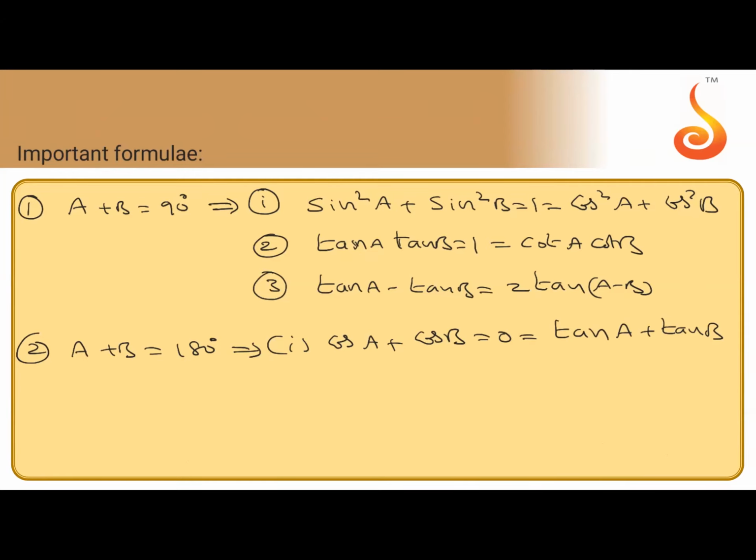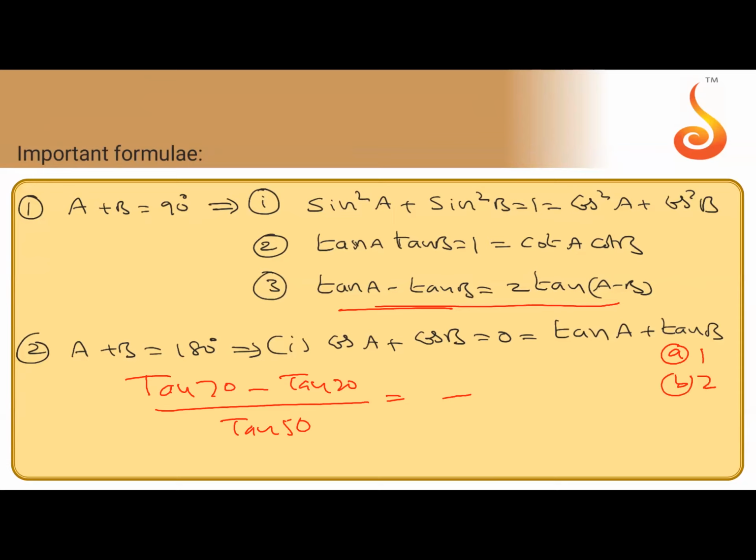Next, now this model. Look at this question. Tan A minus tan B equals 2 times tan A minus B. That is one property. Or otherwise, how they ask questions based on this was asked in one of the previous years. They asked: tan 70 minus tan 20 by tan 50, find the value. Tan 70 minus tan 20 by tan 50. They will give options 1, 2, 3, 4. The questions will be like this.